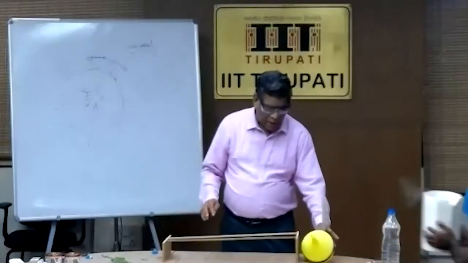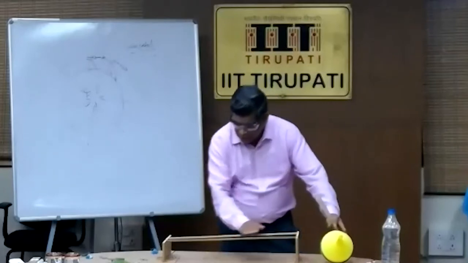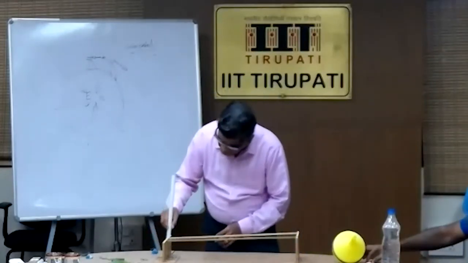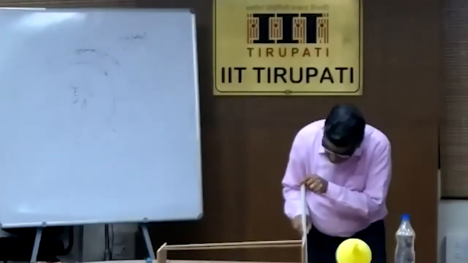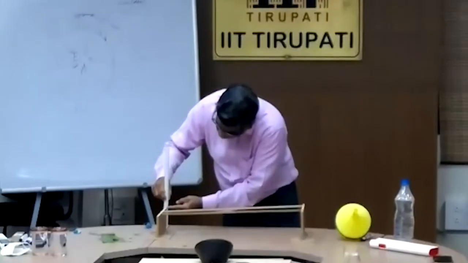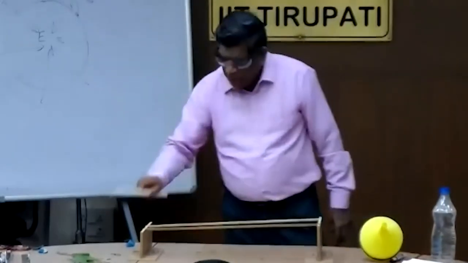Next experiment. I have a very simple arrangement here. I've got something like an inclined plane. Here, you can see the height here is this much. Okay? The height here is much more. See here. The height here is this much. So, there is a difference. Can you see that? It is an inclined plane.